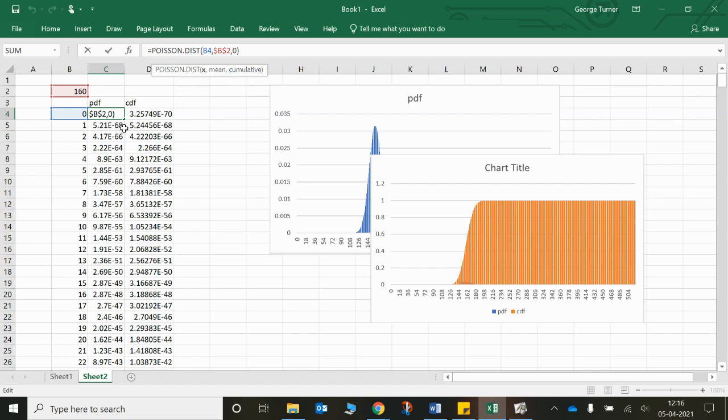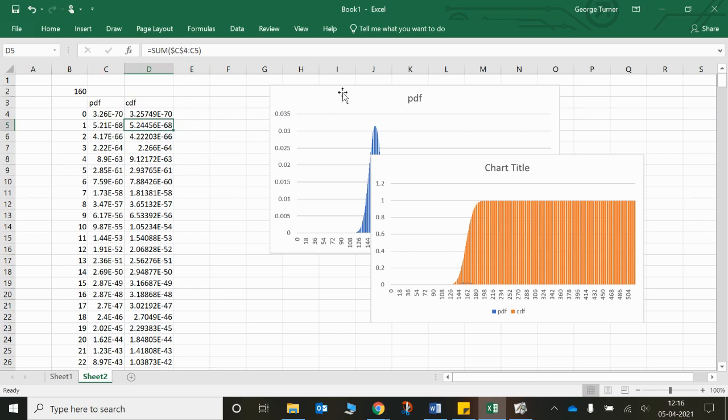Now with the next one, I could have done CDF here, but I just did a sum of my PDF. That's an alternative way of doing CDF, of course, starting with the first one and summing the second one and so on. So the first one was summing from C4 to C4. The next one was, because I fixed C4, C4 to C5 and so on.